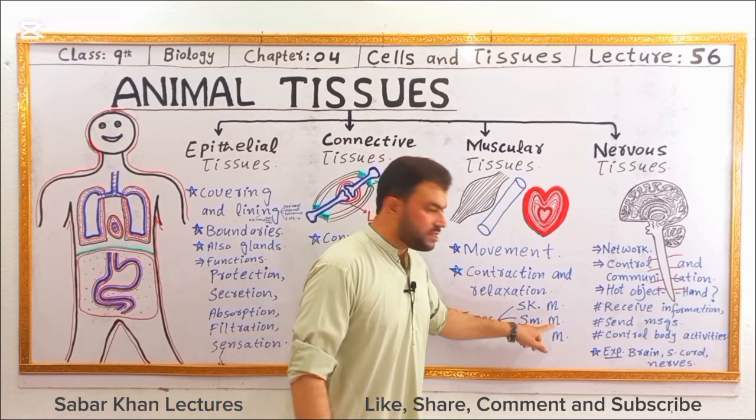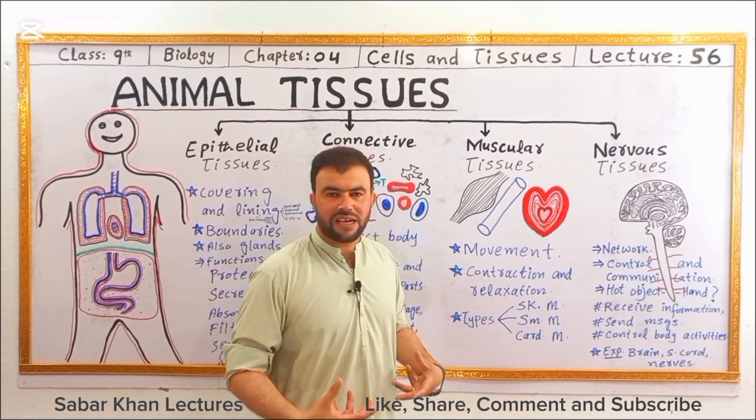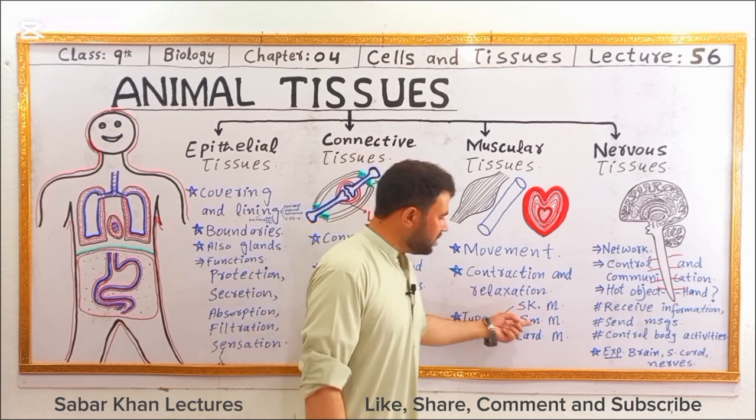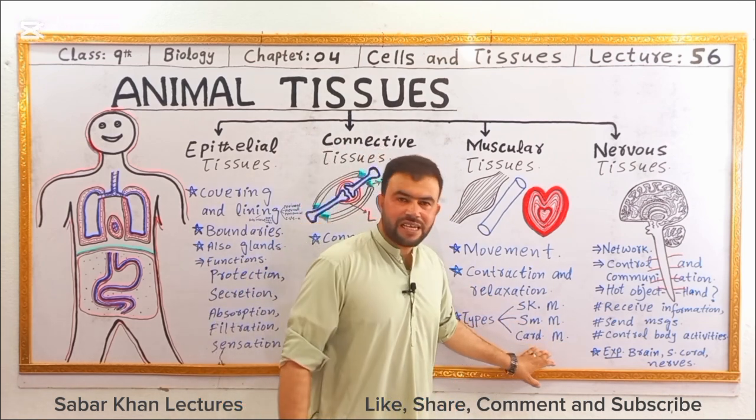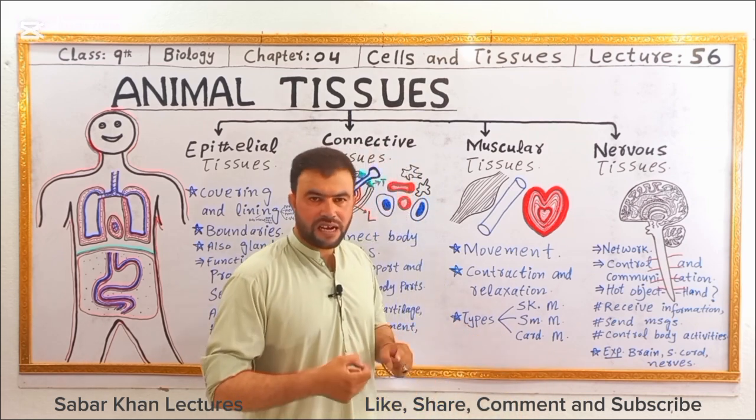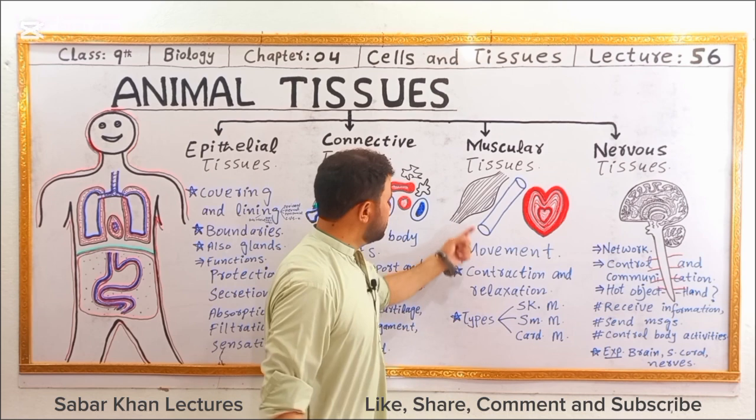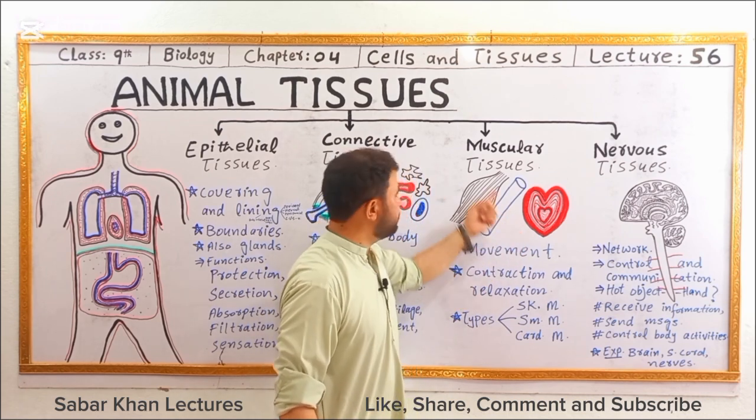The second one is smooth muscles that are present in our internal hollow organs, for example, stomach, intestine, and blood vessels, that are involuntary, we cannot control. And the cardiac muscles are present in the heart, that are also involuntary and also out of our control. Skeletal muscles, smooth muscles, and cardiac muscles are the types of muscular tissues.